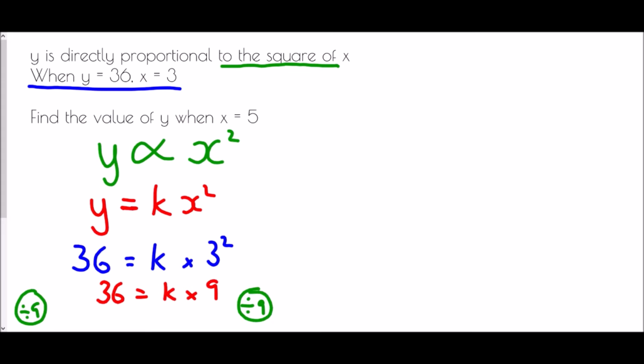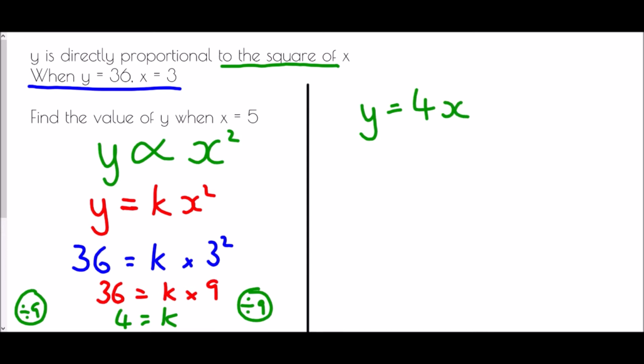And if I do that, I get that k equals 4. I've found the constant of proportionality, and so now I can continue with the work in order to find the value of y when x equals 5. So I'm going to go back to the original equation. So y equals, instead of k, I can now say that that is 4x squared.